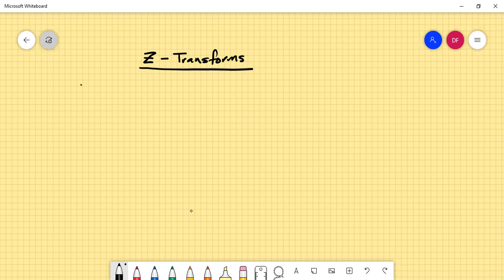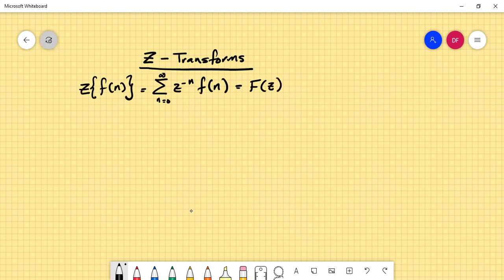All right. So we had that the Z transform for a function is the sum to infinity of z to the minus n times the function, and we would write that down as the Z transform of the function, F(z). So what we want to look at today.